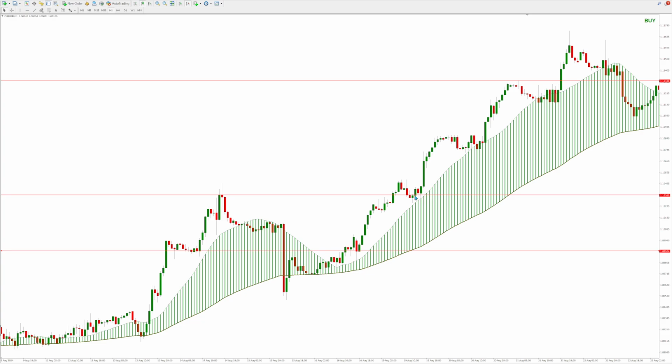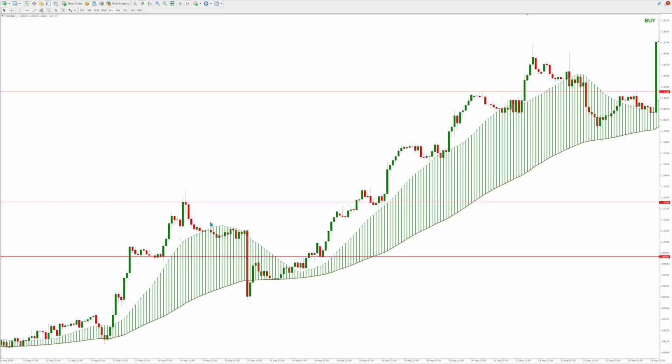We do have a pullback. This is a better pullback here. You can see this pullback is too drastic, the way it comes all the way down. That being said, there still is an opportunity to trade it, probably around this breakout here, I would say.